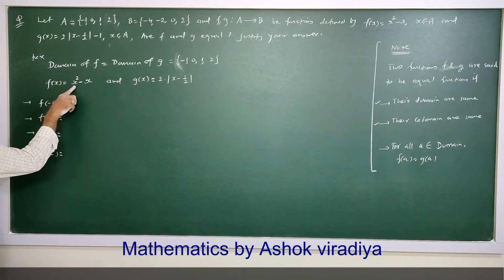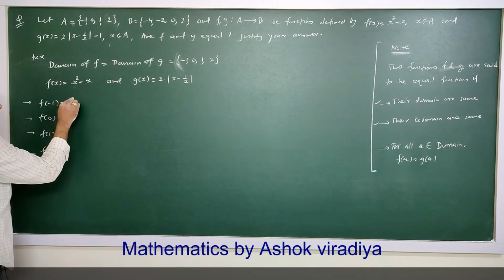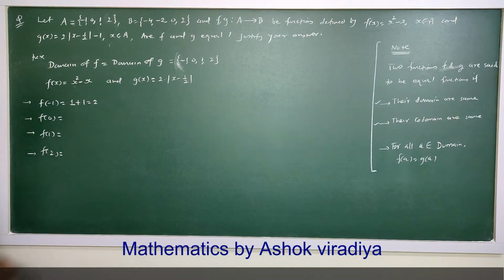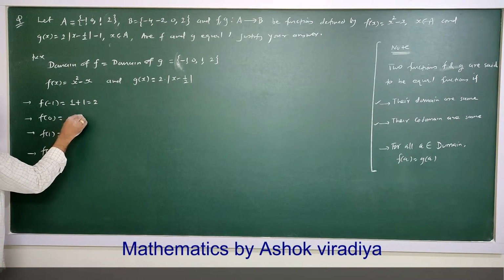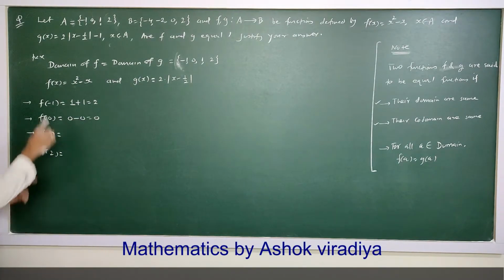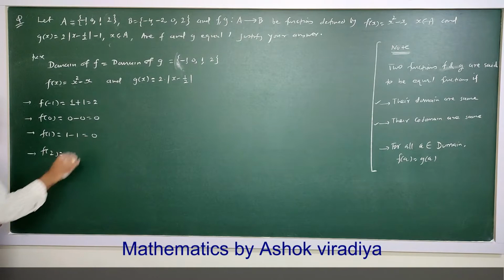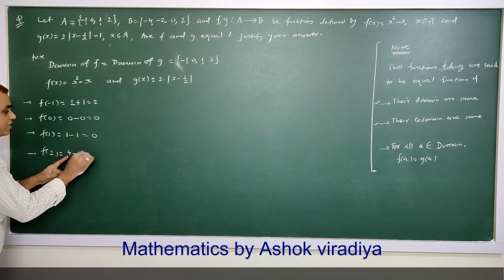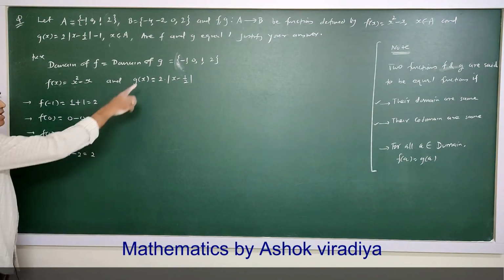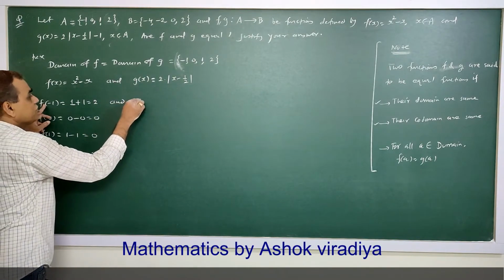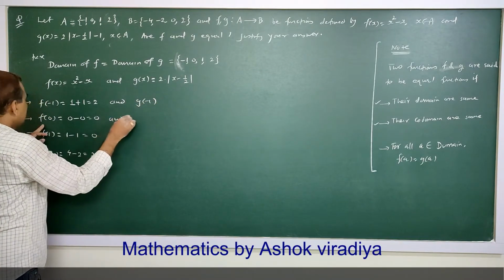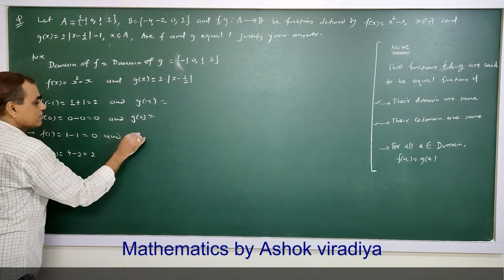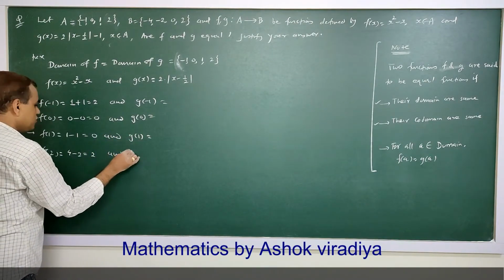f of minus 1 is minus 1 square, which is 1, minus minus 1, that is plus 1, so it is 2. f of 0 is 0 minus 0, that is 0. f of 1 is 1 minus 1, 0. f of 2 is 2 square, which is 4, 4 minus 2, that is 2. Now on this side we find g of minus 1, g of 0, g of 1, g of 2.